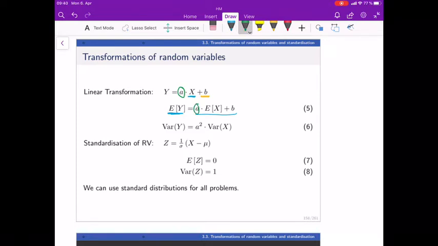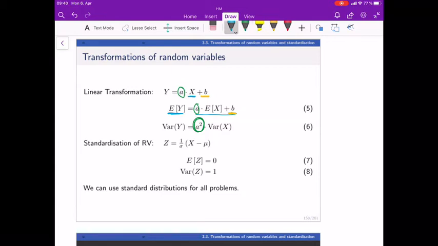Let's follow here graphically, so it does the same thing. And the variance is not interested in the offset, so we won't find b, but we will find this factor a squared. If you multiply by 2, then the whole distribution becomes wider, and hence the variance becomes wider as well, with a squared. We're going to use this now because we can standardize random variables.